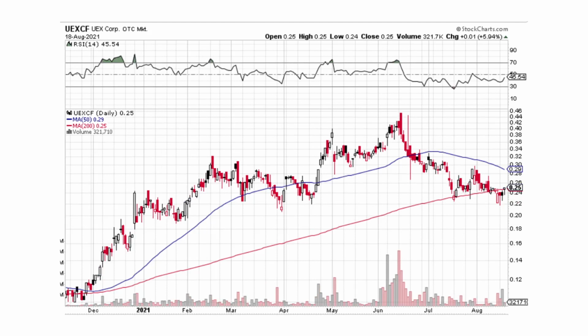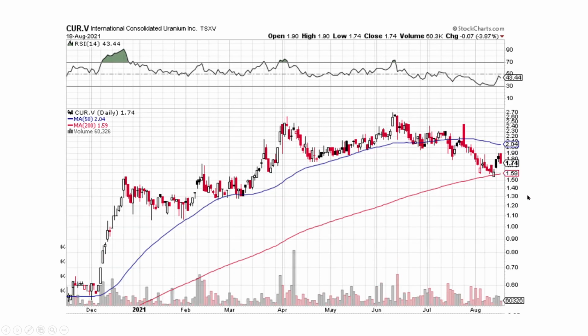UEXCF, so UX Corporation, we got a little downtrend deal going. We still got to break it, but it doesn't look like it's just selling out of control. There's a lot of support through here at 22 cents, 23, 24 cents in that entire area. So there's good support down here.